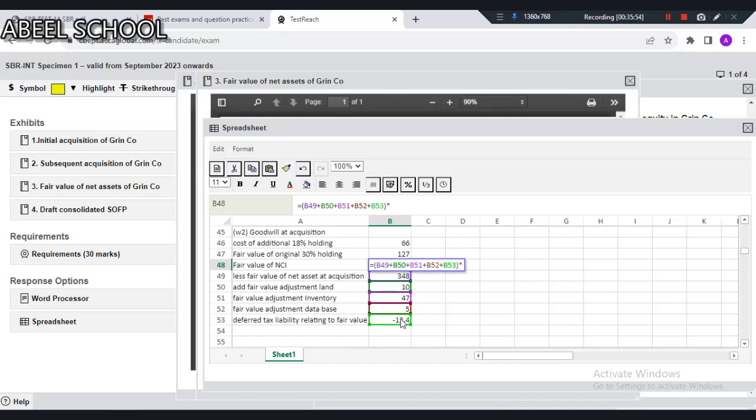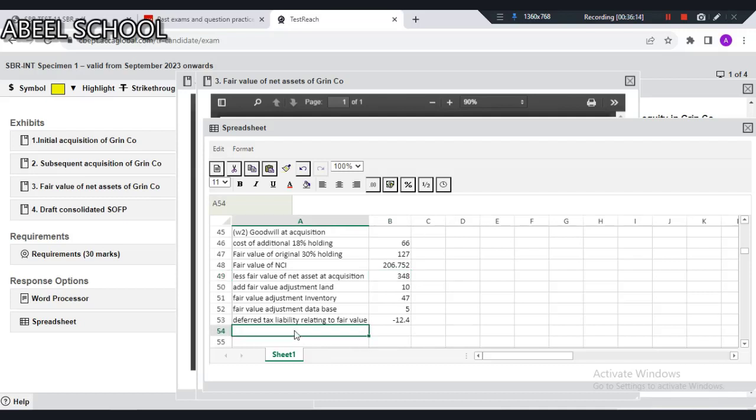But why are we doing consolidation? Because Chuckle will exercise that share option. On that basis we are doing this. So NCI holding is 52%. So NCI I'm getting is 206.75 something. So here comes your goodwill at acquisition.